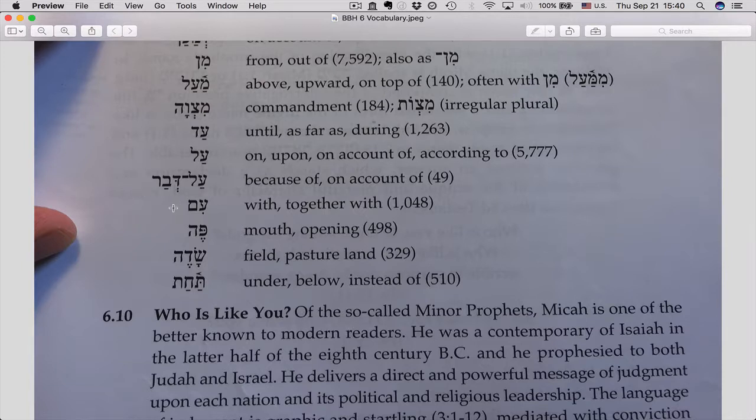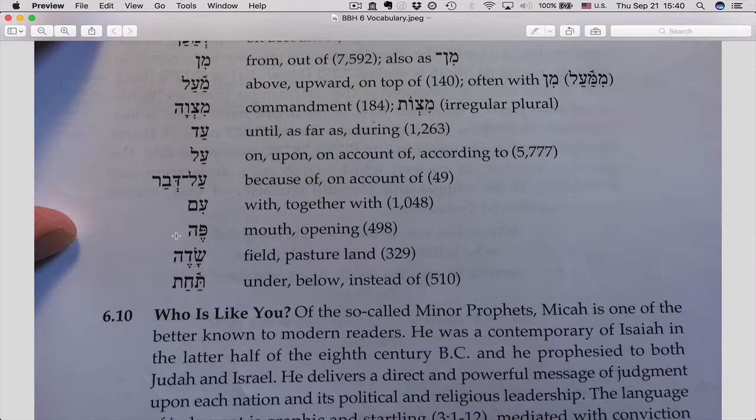Im is a word for with. You know the name Immanuel. Immanuel is im, with. Anu means us. El, God. God is with us. Im anu el.